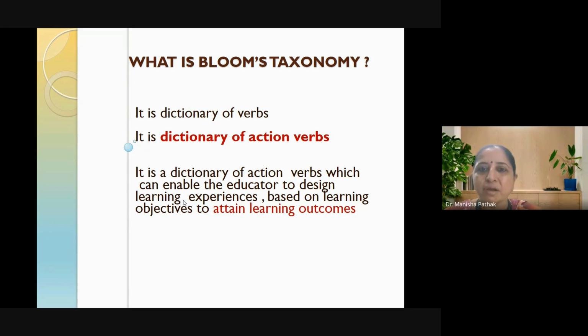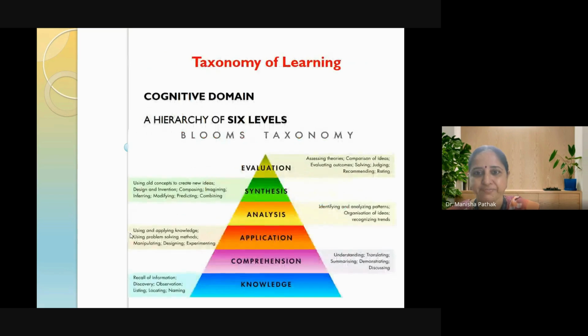Sir Benjamin Bloom understood this long back, and he came out with a lot of action verbs which can help the educator attain learning outcomes and develop learning experiences which will help learners internalize the concept and come out with new and effective learning for the society. I believe I am reaching all of you.